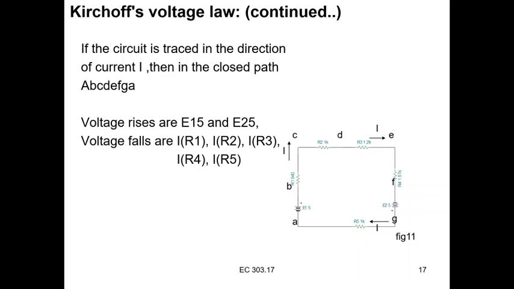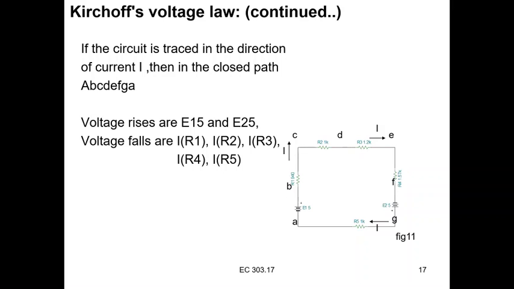And the algebraic sum of all the voltages in the closed path is equal to 0, according to Kirchhoff's law. See here, E15 and E25 are the voltages rising. And the voltages falling in the circuit are the voltage across R1, voltage across R2, voltage across R3 and voltage across R4.